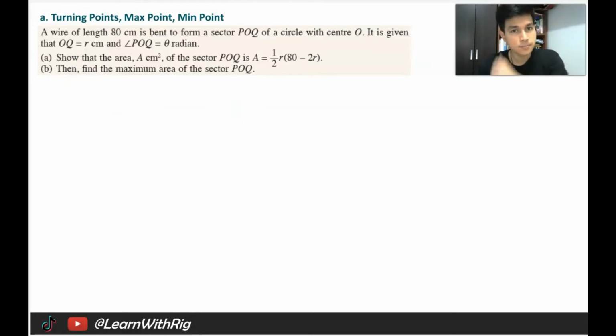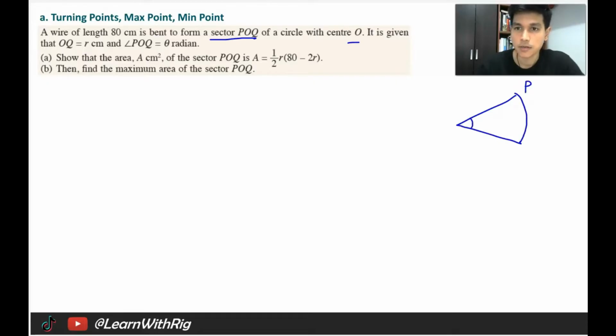Let's see. A wire of length 80 cm is bent to form a sector. A sector, POQ, and the center is O. So let's draw this out. You got a sector. This is P, this is O, and this is Q. It is given that OQ is r cm, and POQ is theta radian. Okay, so they gave you in terms of radian, which is what we have also learned in the past, right? Show that the area A of the sector is this. So they ask you to prove this.